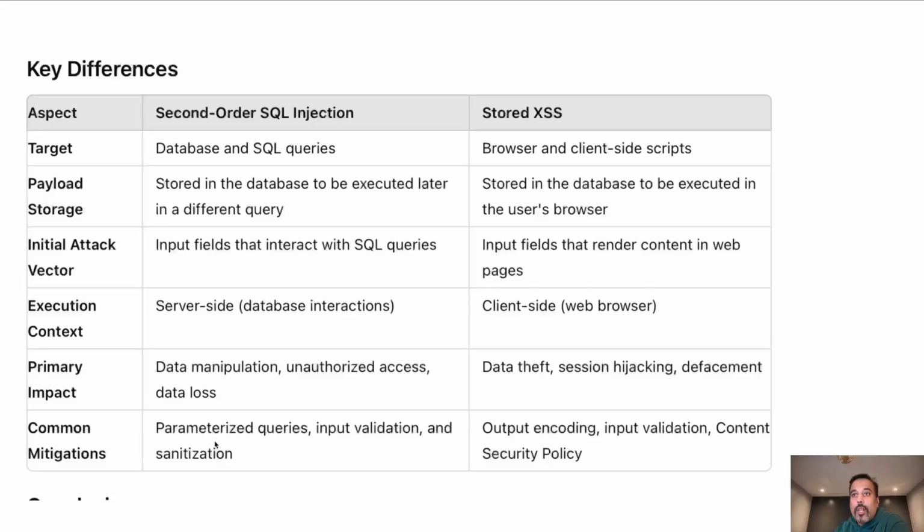Common mitigations around it: parameterized queries, input validation, and sanitization. Obviously, when you're displaying any information, make sure you encode your output. Input validation, content security policy. The basic one, input validation, stays the same in both of those two. So if you validate your input, you can mitigate both these vulnerabilities alongside all the other controls which we just talked about.